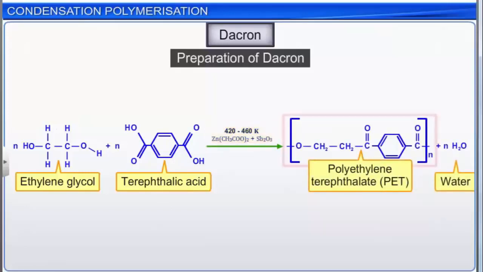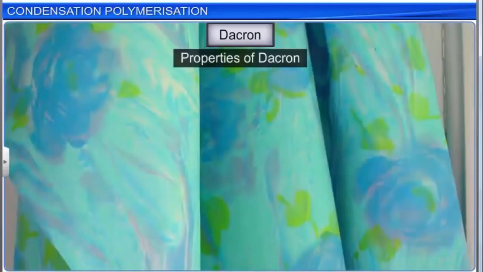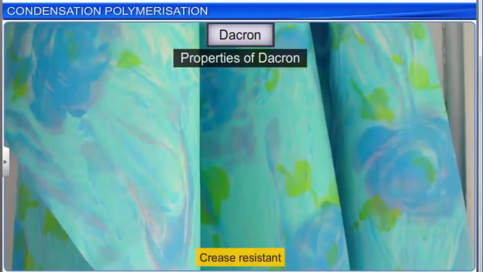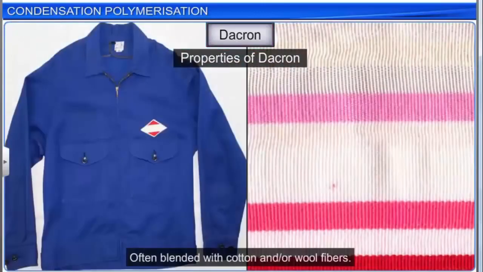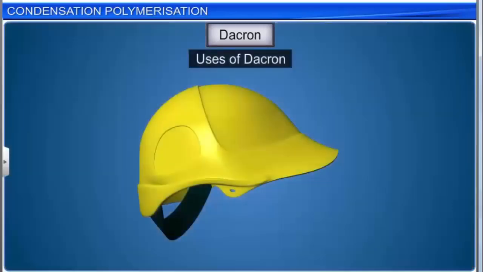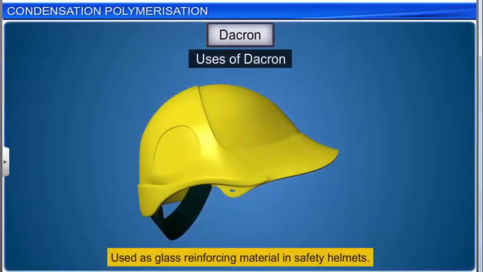The structure of the repeating unit is shown here. Dacron is grease resistant. Therefore, it is often blended with cotton and/or wool. It is also used as glass reinforcing material in safety helmets.